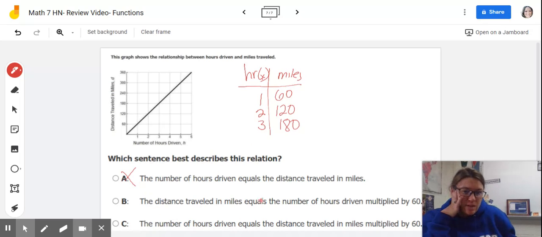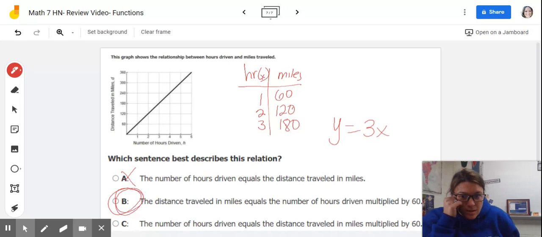The distance traveled in miles equals the number of hours driven multiplied by 60. The distance traveled in miles, okay, so that's this. Does that equal the number of hours driven multiplied by 60? Does 1 times 60 give me 60? Yes. Does 2 times 60 give me 120? Yes. This equals, right, basically y equals 60 times whatever the x is.